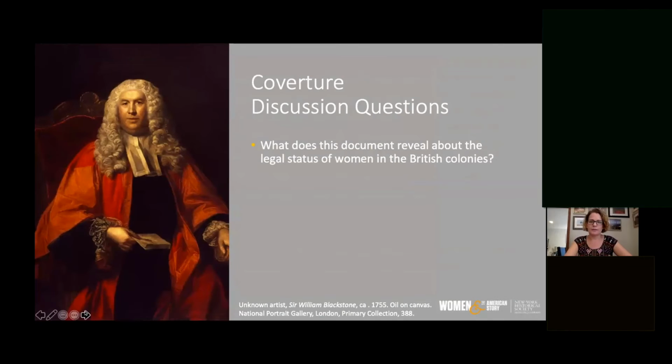And our friend that we have here, Sir William Blackstone, was an English judge and jurist who did not come up with coverture or any piece of English common law, but he was among the first to write it down. And in writing it down, he codified it in a meaningful way. By putting it in writing, it became more formal and concrete.